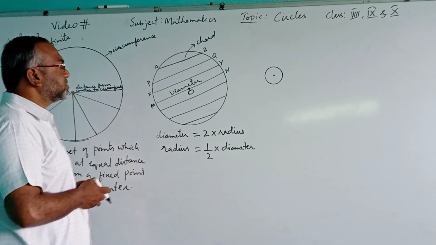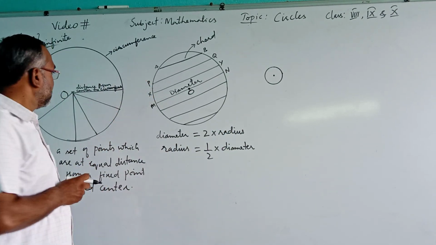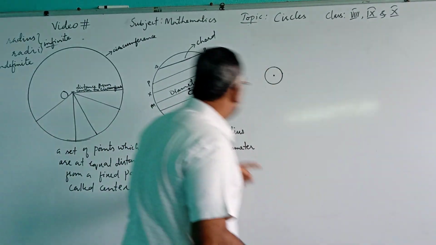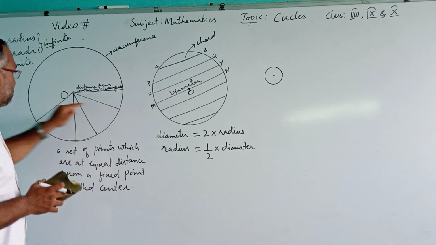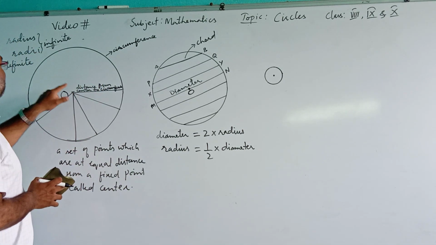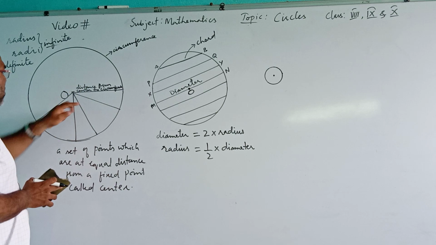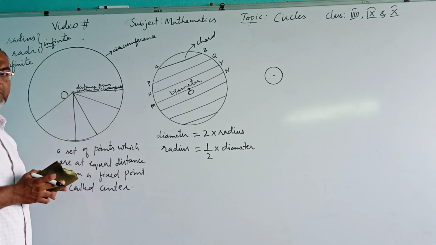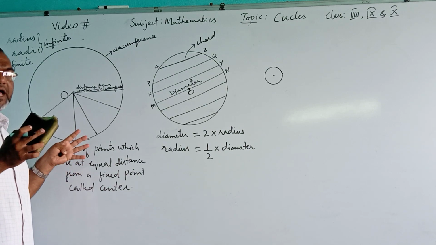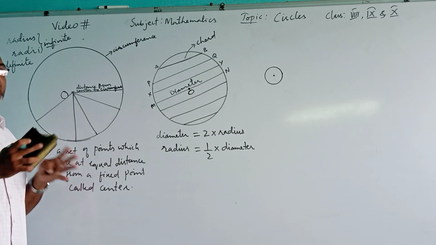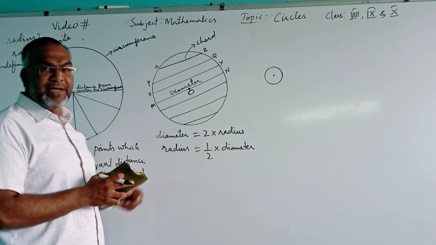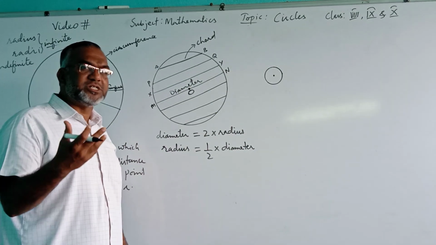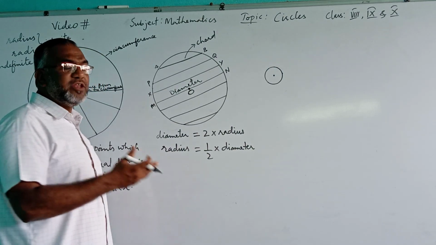Now, diameter is also important. We have seen these things: the definition of circle, the definition of center, the definition of radius, how many radii can be drawn, an infinite number, and we also saw that all the radii of a circle are equal in length. What about all the diameters? How many diameters can be drawn in a circle? Again, infinite.